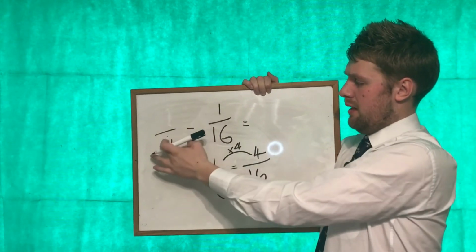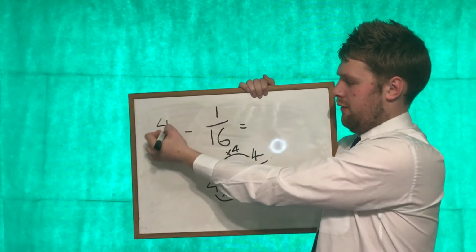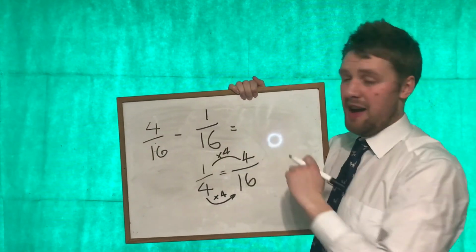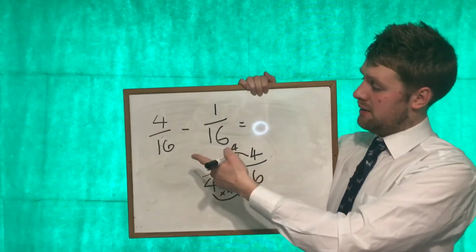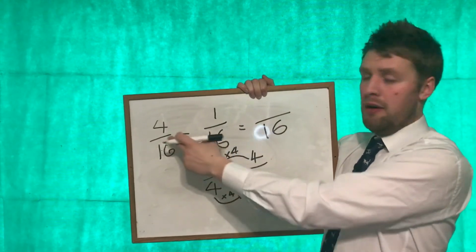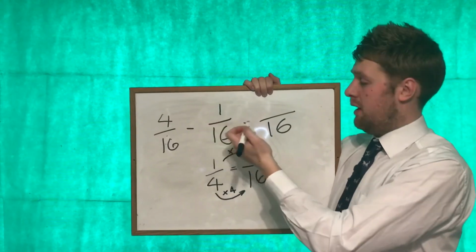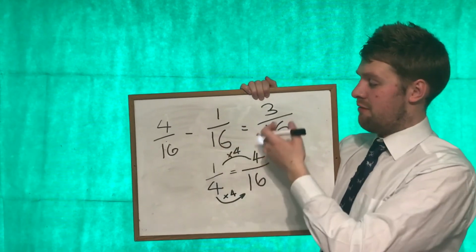So, now I can do 4/16 subtract 1/16. The denominator is the same. This is simple now. So, the denominator is still 16ths. 4 subtract 1 is 3. So 1/4 subtract 1/16 was 3/16. Let's take a look at another example.